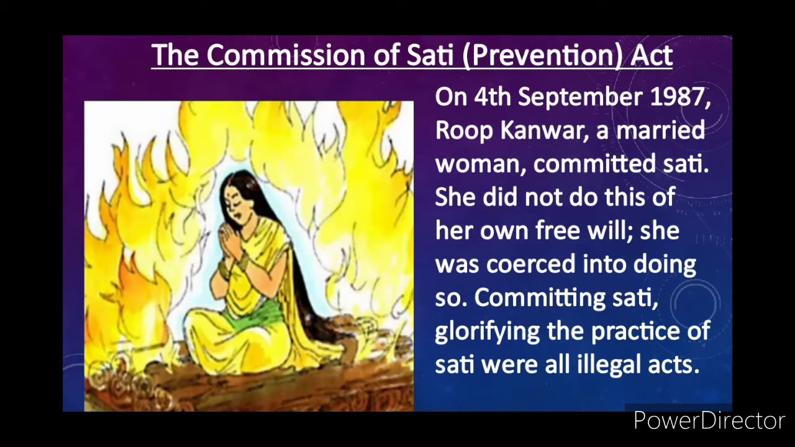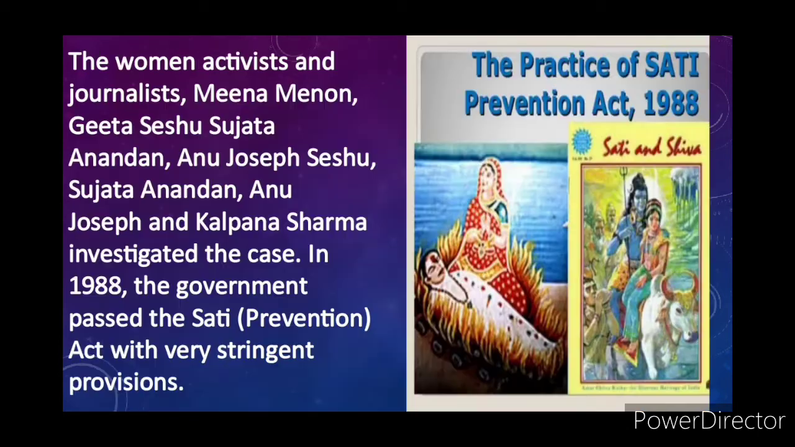The Commission of Sati Prevention Act. On 4th September 1987, Roop Kanwar, a married woman, committed sati. She did not do this of her own free will. She was coerced into doing so. She was compelled, she was forced. Committing sati, glorifying the practice of sati, were all illegal acts. The women activists and journalists Meena Menon, Geeta Seshu, Sujata Anandan, Anu Joseph, and Kalpana Sharma investigated the case. In 1988, the government passed the Sati Prevention Act with very stringent provisions.